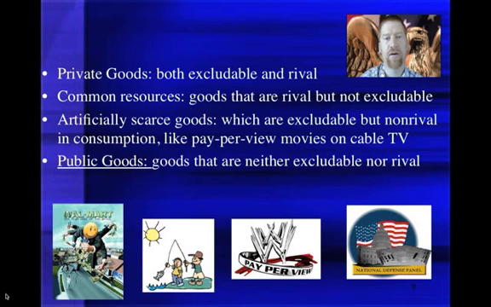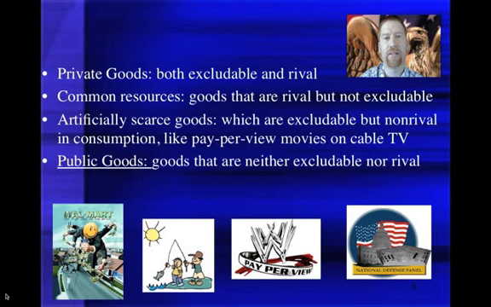The next category is artificially scarce goods. These are excludable, meaning that we have to pay for them, but they are not rival. An example of that might be pay-per-view movies. If I get that movie, so can you. Nothing's going to stop you besides that you have to pay for it, which makes it excludable.